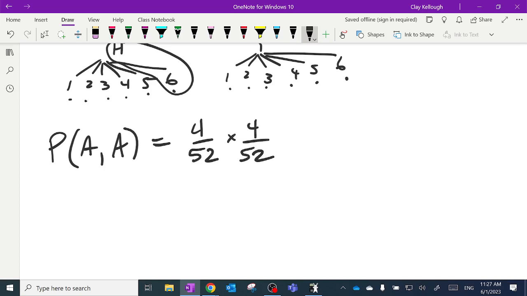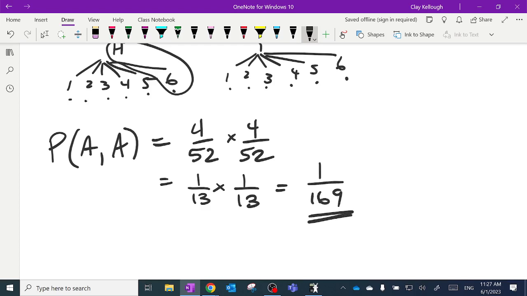Now you might be looking going, ooh, those numbers are going to be big. Well, I can fix that. Simplify before you multiply. Ooh, that rhymed. I like that. Simplify before you multiply. And don't forget 1 times 1 is not 2. And that's pretty low. 1 out of 169.